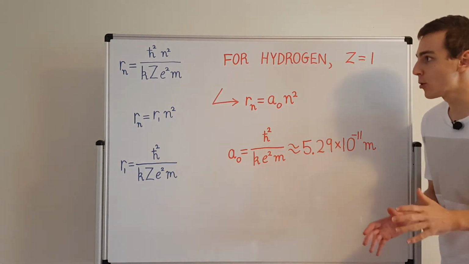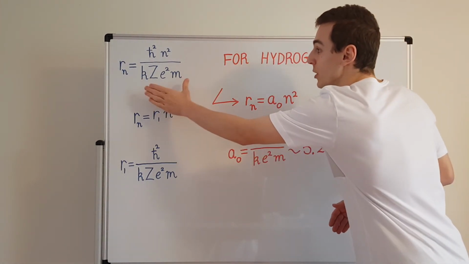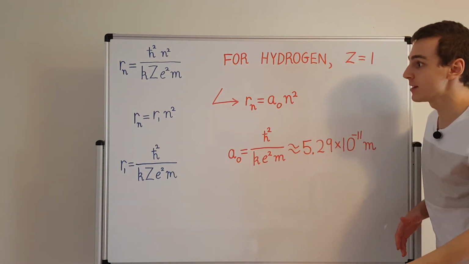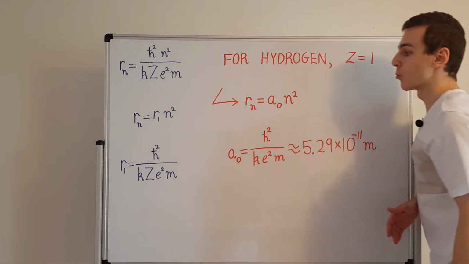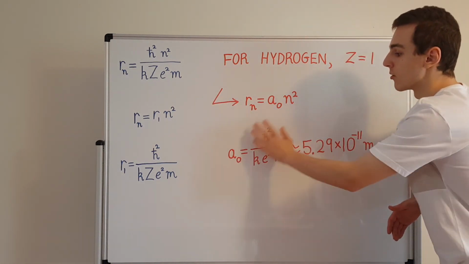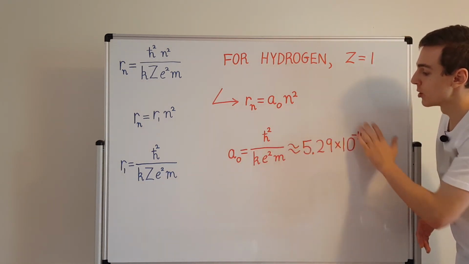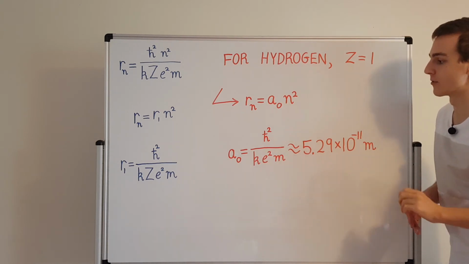So the important message of this video is that we've derived this expression, which generally works for any atom that behaves like hydrogen, and then we've set Z, the atomic number, equal to 1, and we've got an expression for the Bohr radius, or a naught. And this is the actual numerical value, or a decent approximation to 3 significant figures.